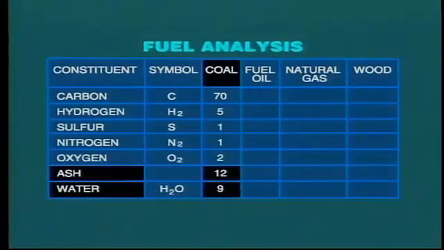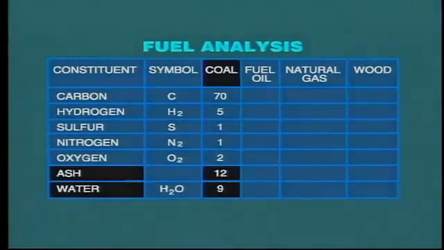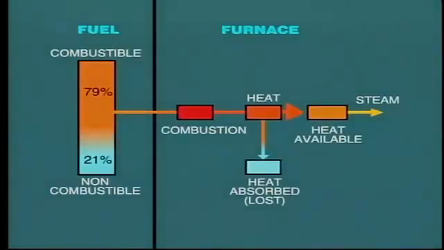The moisture is not combustible, and neither is the ash. So in this particular coal, we have 21% of the total which does not enter into combustion at all. Moreover, this non-combustible material actually absorbs heat and so reduces the energy available for steam production. In a moment, we'll see how to calculate the heat content of fuels.